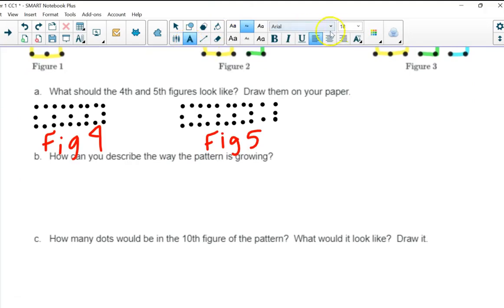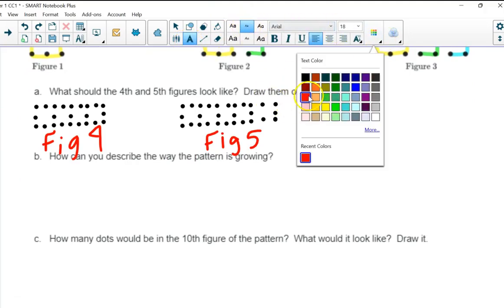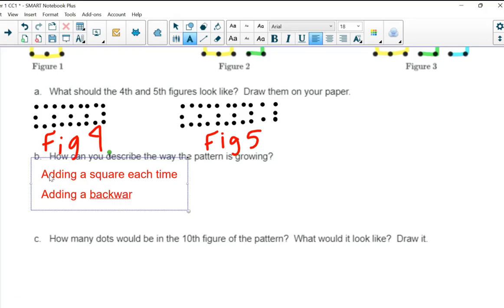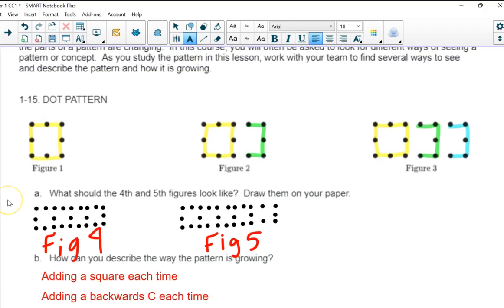Okay, so the next question is asking us, how is our pattern growing? How can we describe it? So when we say describe, we're wanting to use words. Okay, so one way is we are adding a square each time. Okay, we noticed that right when we were kind of going over it. You could say adding a backward C each time. What about specifically the number of dots we're adding each time?